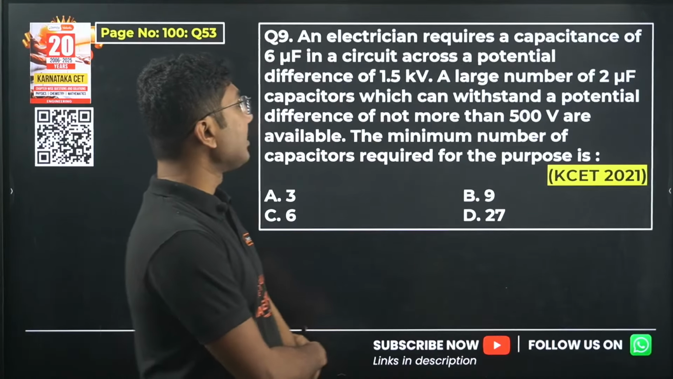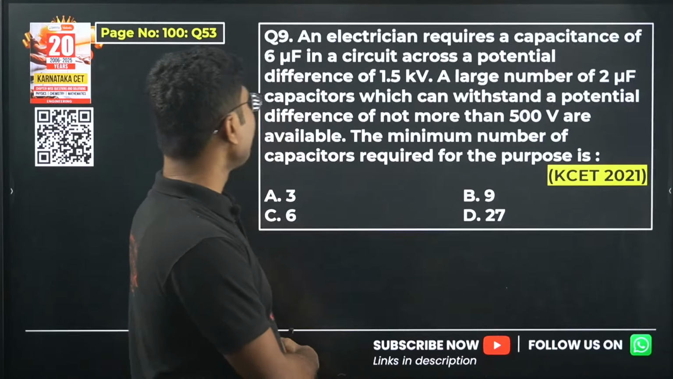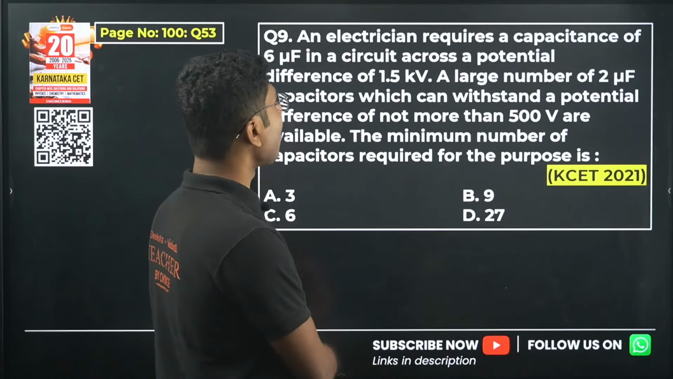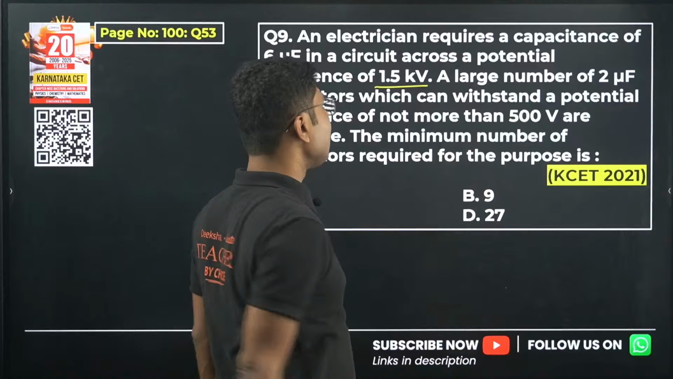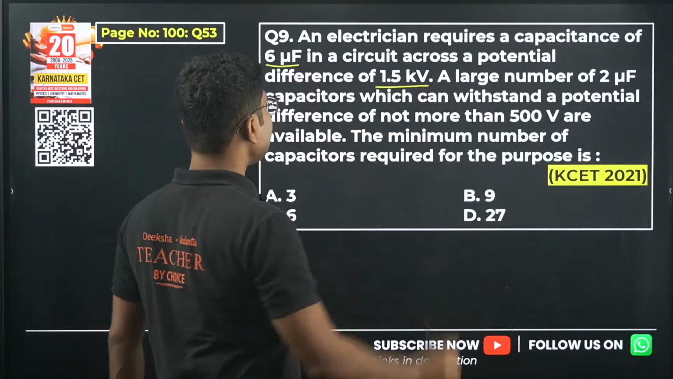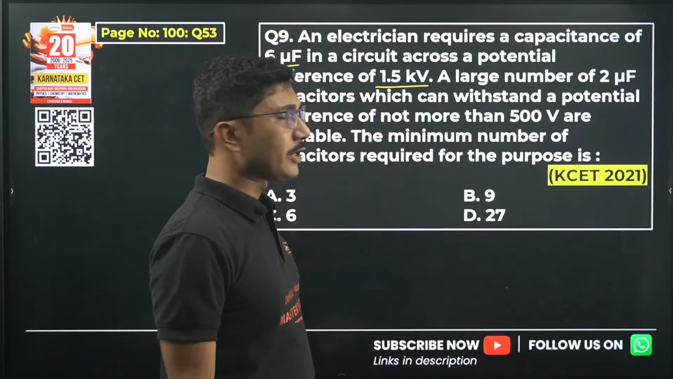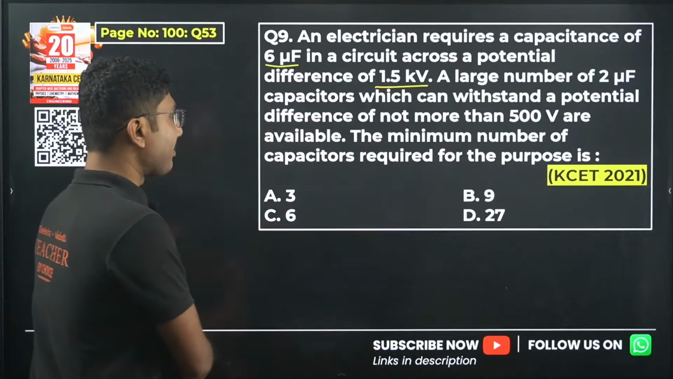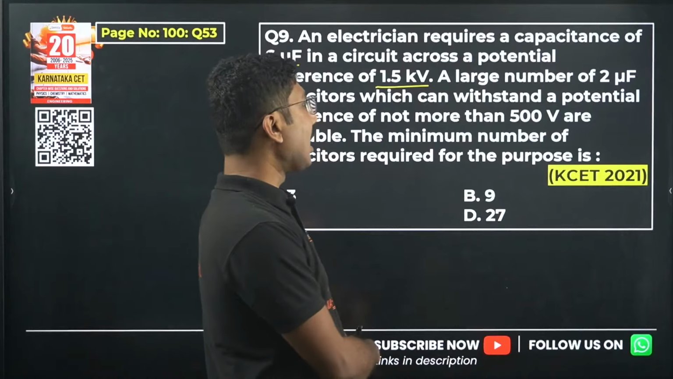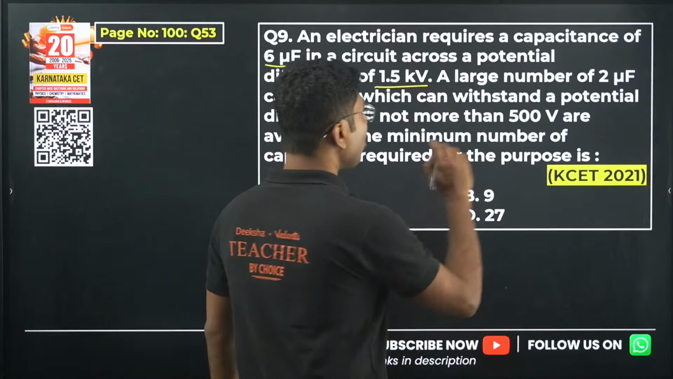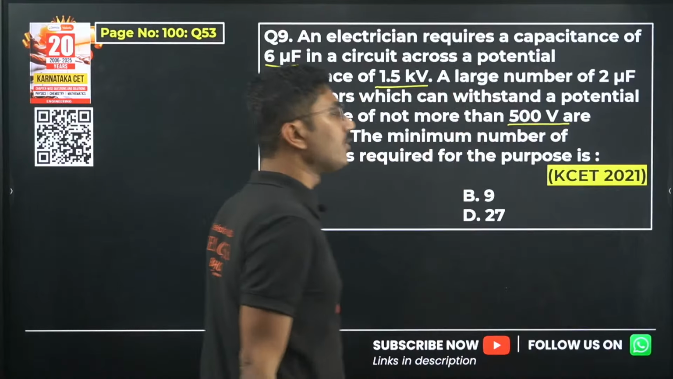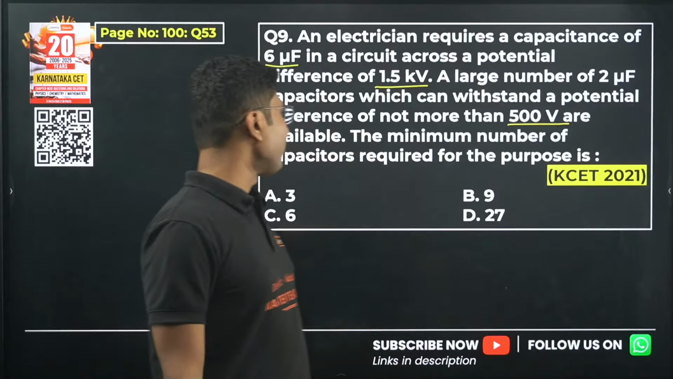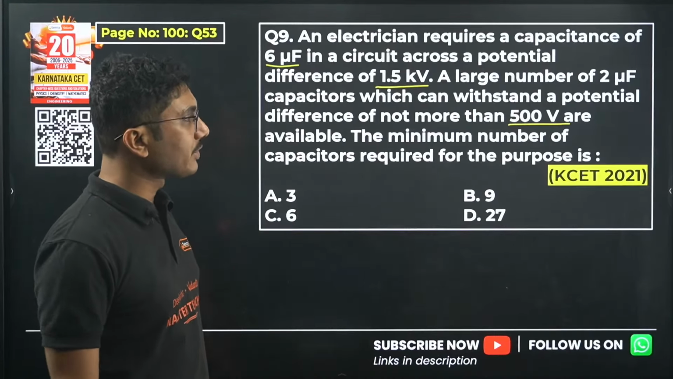Question number 9. An electrician requires a capacitance of 6 microfarad in a circuit across a potential difference of 1.5 kilovolt. So this is the requirement: 6 microfarad, 1.5 kilovolt. A large number of 2 microfarad capacitors which can withstand a potential difference of not more than 500 volts are available. The minimum number of capacitors required for this purpose is.